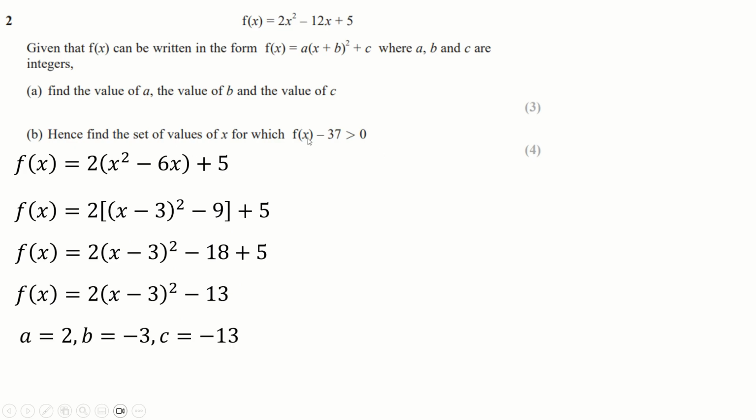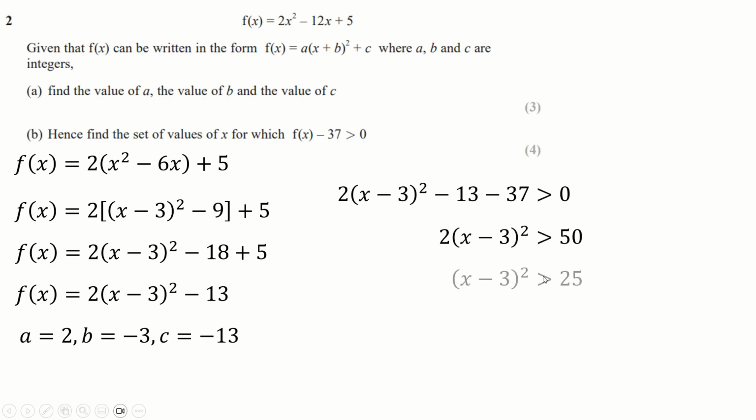Hence, find the values for this. So f of x is this, minus 37 is greater than 0. Can collect those two things together and move them to the other side. We can divide by 2. Now, here we're looking for a number which squared is greater than 25. Now, anything bigger than 5 squared is greater than 25, so x minus 3 could be bigger than 5, or anything less than minus 5, because like minus 6 squared is positive 36, which works. So either bigger than 5 or less than minus 5, solve each of those two things, and we'll get our answer. It said the set of values.